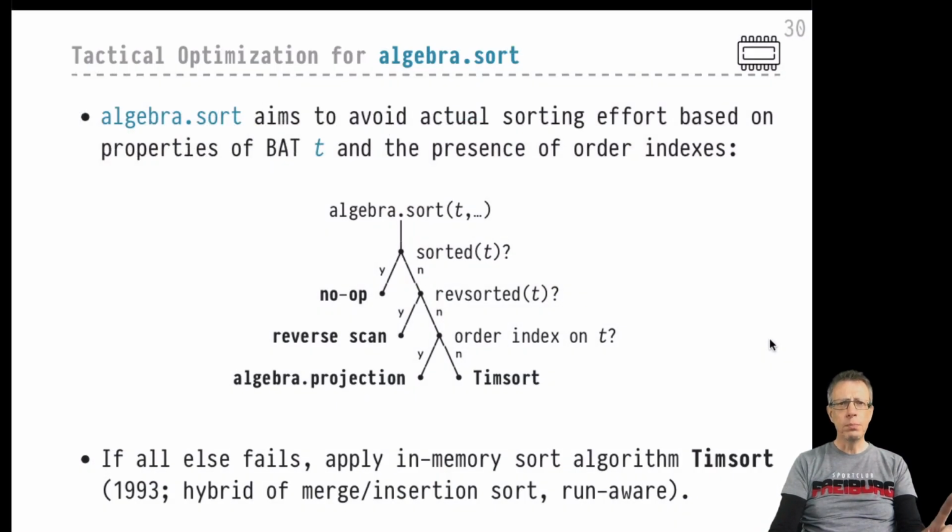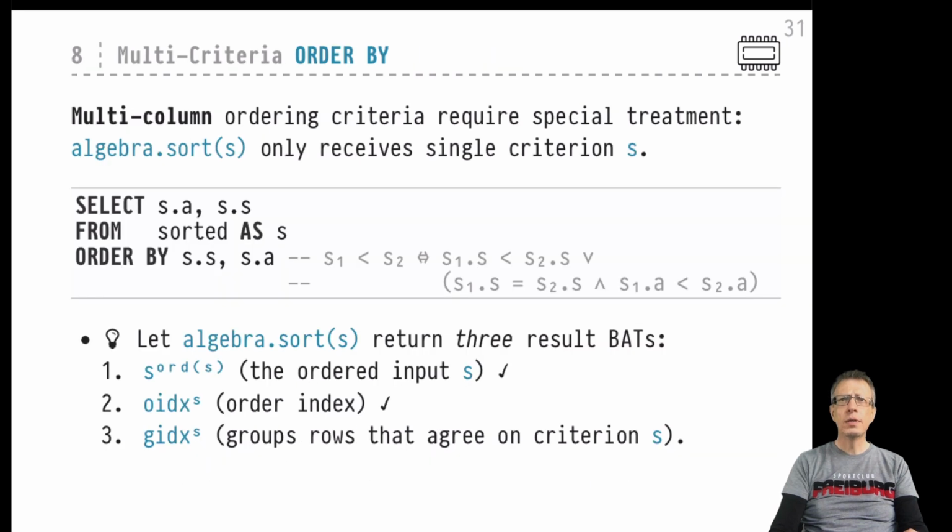So now let's add one bit to this discussion of sorting in MonetDB. And this is multi-criteria order by. All of the order by requests that we've seen so far have been on a single column, the single column S. Now I would like to generalize that and have a SQL query here that indeed uses two ordering criteria. And you know the semantics of such lists of ordering criteria.